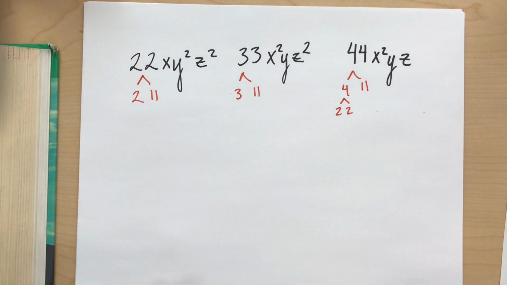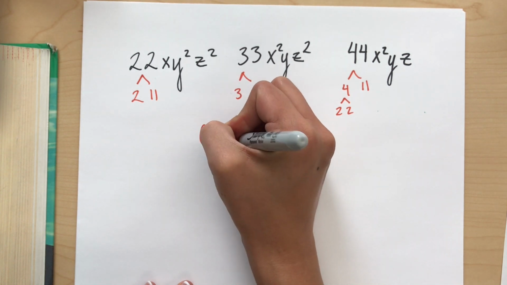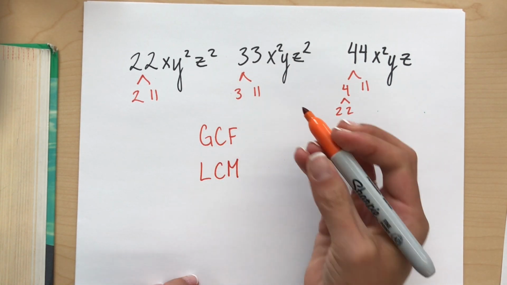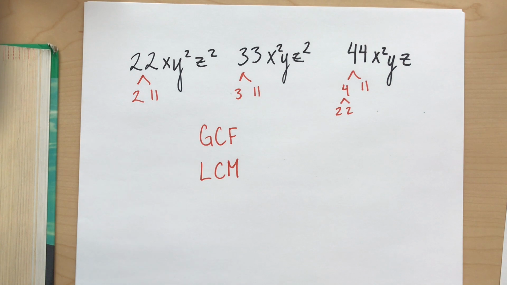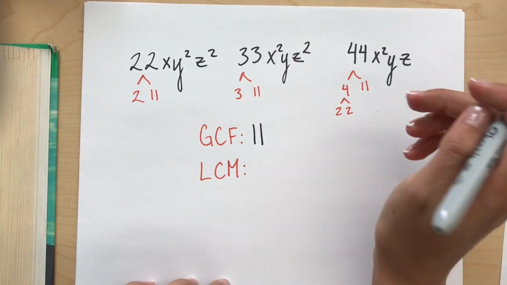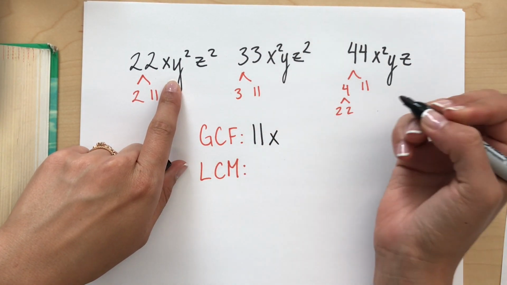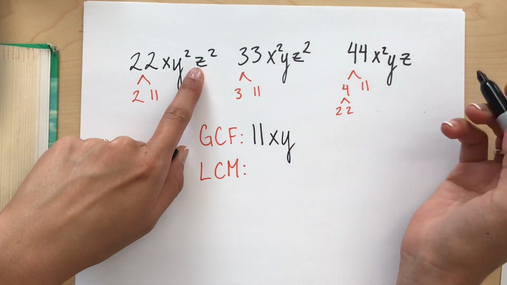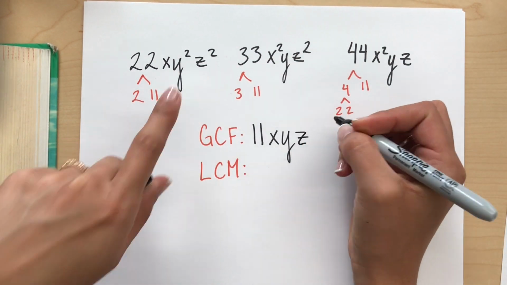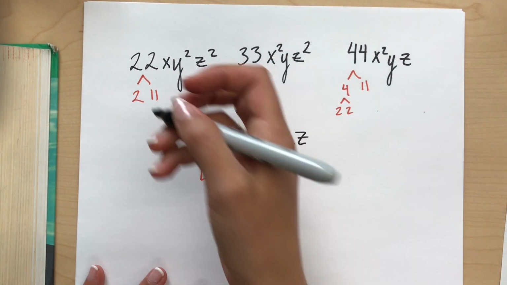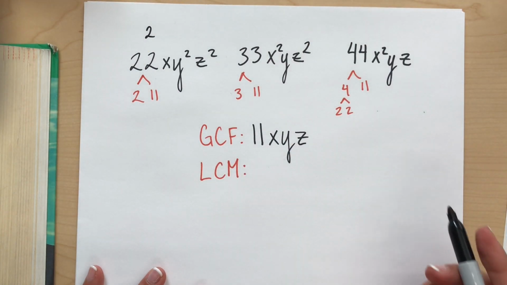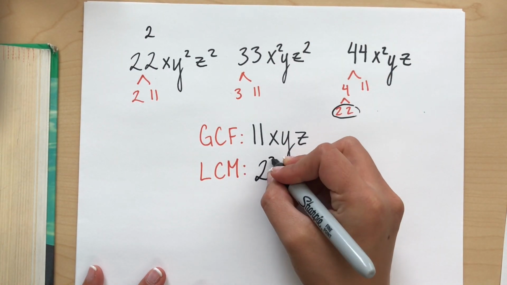Okay, so I've got the prime factorization going. So the greatest common factor is what they all have in common. And I notice that they all only have 11 in common. If you look, 33 doesn't have a 2, so the only thing that they have in common is that 11. And then they all have an x, they all have at least one y, and they all have at least one z. Okay, so you're taking whoever has the least amount, right? They all have at least z, but they don't have more than one z.